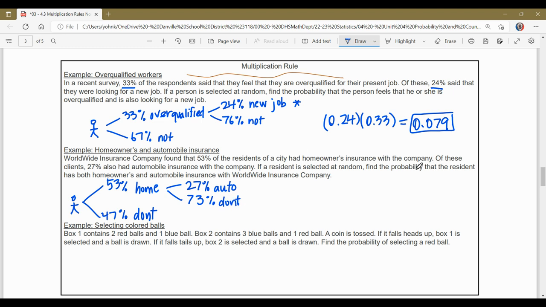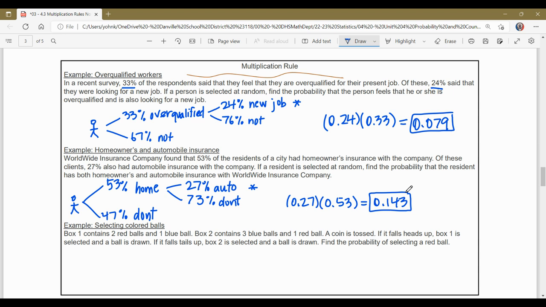So if I want the probability that the resident has both homeowners and automobile insurance, I would want the homeowners and the automobile. I would want this path right here. So I would take the 0.27 and the 0.53, multiply them together, and you get 0.143. So I think the tree diagram helps you visualize what's going on in the problem, and it allows you to see what numbers you need to multiply together, which path you need to take.